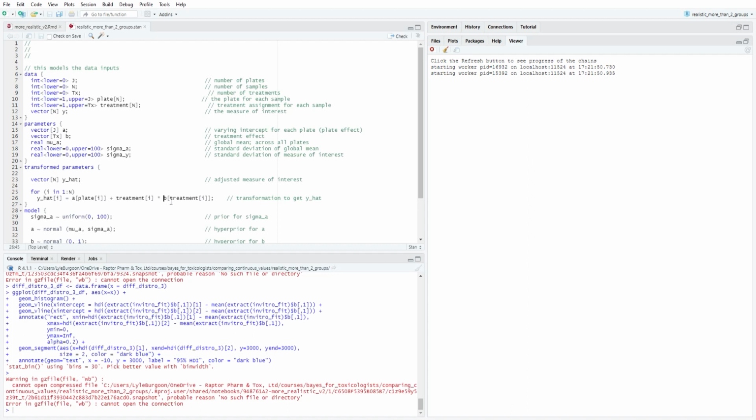So you can think of it as the slope of the line. So this is the treatment level. This is the slope of the line. This is the plate or the intercept.